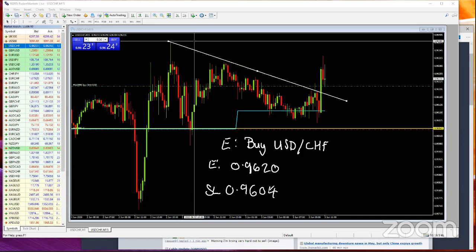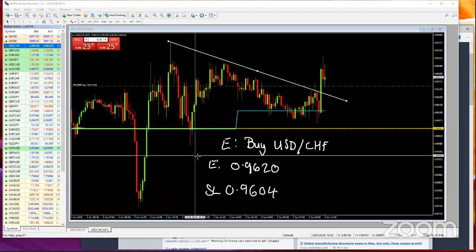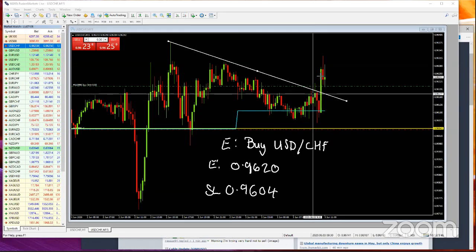Let's see if we can get into that one. Wouldn't it be awful if we didn't get in by a pip? But that can happen. So there we go. 9620, 9604. So it's a 16 pip stop loss. And then again, it's looking to see whether we'll be able to start a trend here.